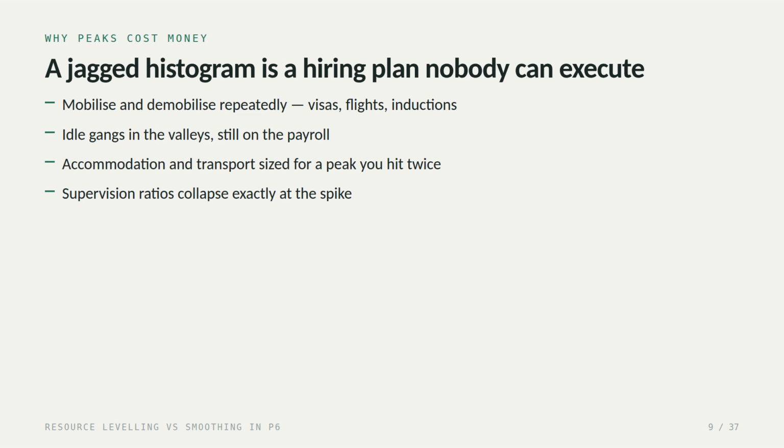Those peaks have a real price. You mobilize and demobilize repeatedly. Visas, flights, inductions, every time. Your gangs sit idle in the valleys, still on the payroll. Accommodation and transport get sized for a peak you hit twice in 2 years. And supervision ratios collapse exactly when the site is busiest.